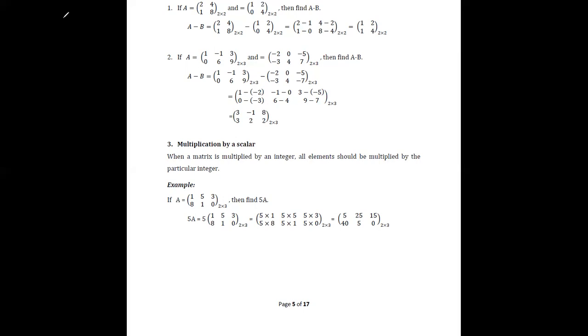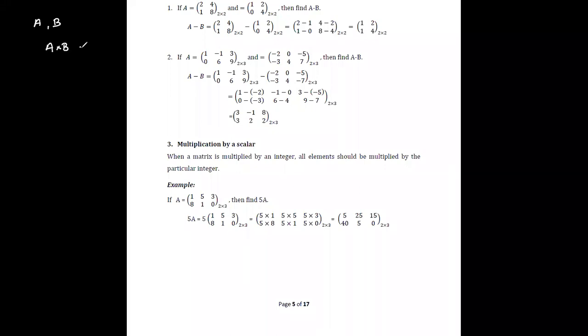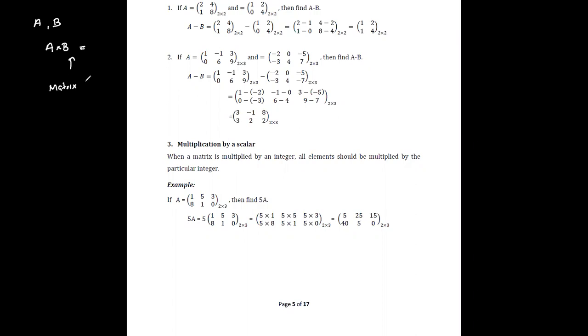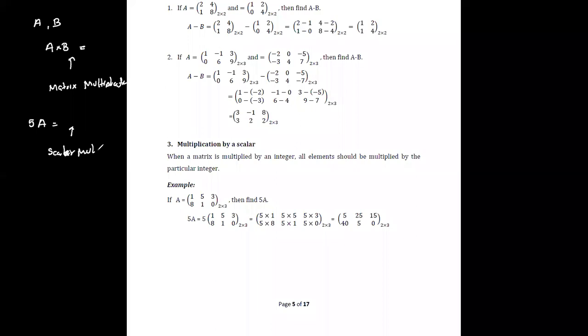And there is another concept called matrix multiplication. Please do not confuse them; these are two different concepts. Consider that A and B are two matrices. If you multiply A with B, this is what we call matrix multiplication. And if you have an integer, like 5 times A, then this type of multiplication is called scalar multiplication.